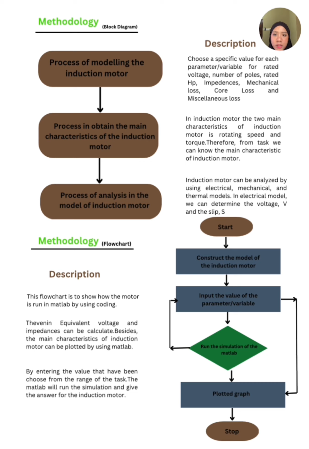In induction motor, the two main characteristics are rotating speed and torque. Therefore, from this task we know how to find the main characteristics of induction motor. So the last one is the process of analysis in the model of induction motor. Induction motor can be analyzed by using electrical, mechanical, and thermal models. So in the electrical model, we can determine the voltage and the slip.